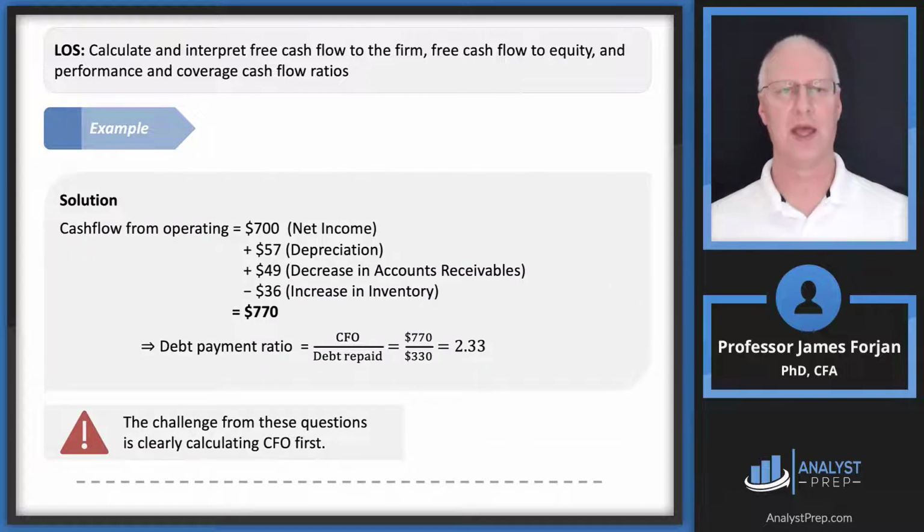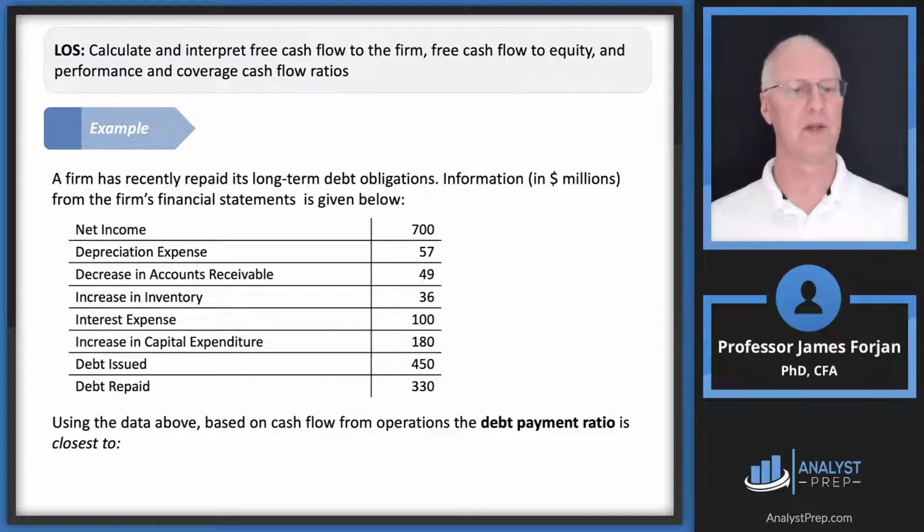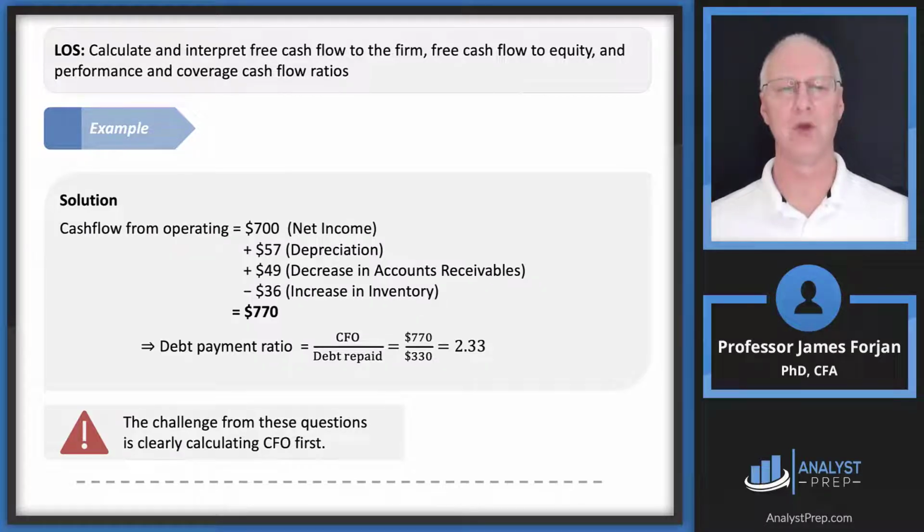So let's go ahead and compute the cash flow from operations. So that's our numerator, right? So let's just do the same thing that we did earlier, 700 plus depreciation, plus we decrease the accounts receivable, right? And then we subtract out the 36 of an increase in inventory. And there's 770 over the debt repaid. So where did we get that? Oh, there, that's at the bottom, debt repaid. So that's 2.33. So what does that mean?